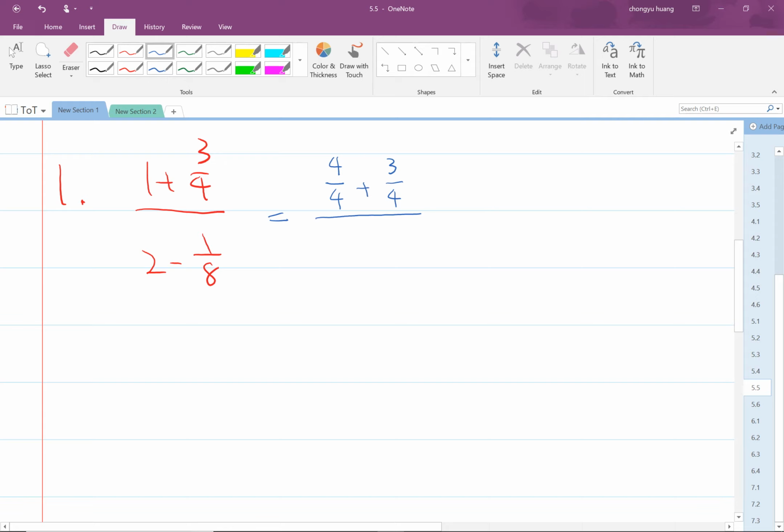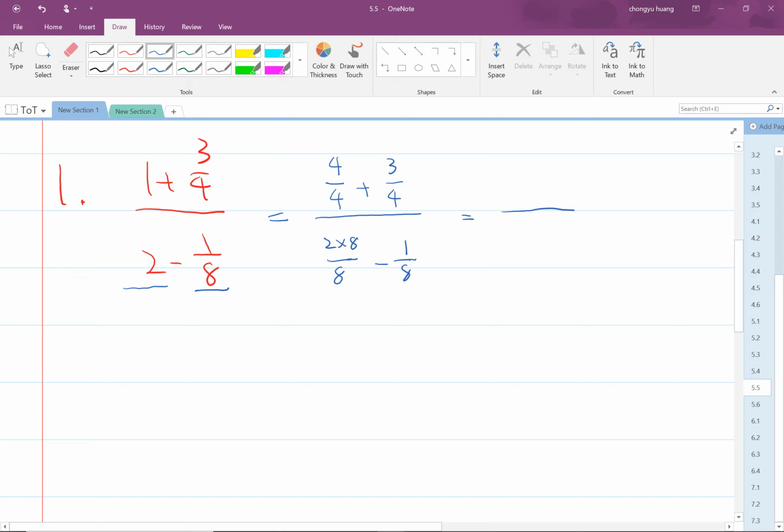So on the bottom part we have a 2. So we have 2 is equal to 8 over, 2 multiplied by 8, right? You can see over here we have a negative, we have a 1 over 8. So we are trying to make those two terms have the same denominator. That's why I want to make the number 2 over here become something over 8, and that's basically how you do it.